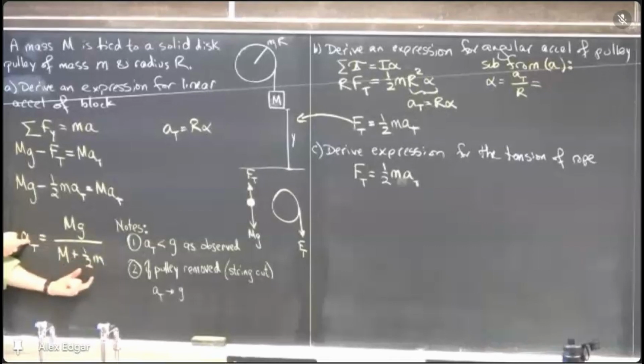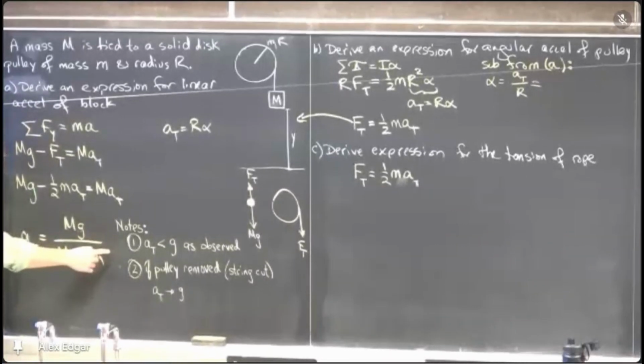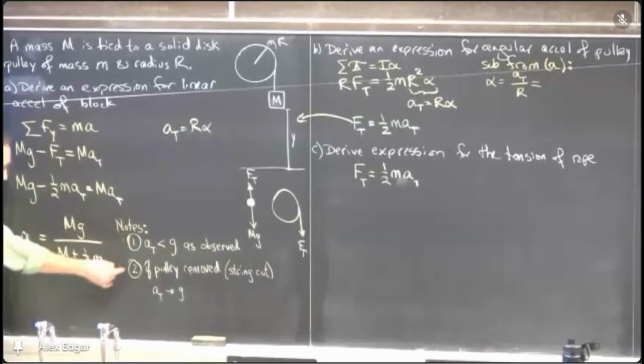If the pulley's a hoop, we get something else. If the pulley is composite, we get something else. All right? So, number one, as you saw yesterday, the acceleration of the block was less than gravity when I had it on the string, and it was equal to gravity when I didn't have it on the string.